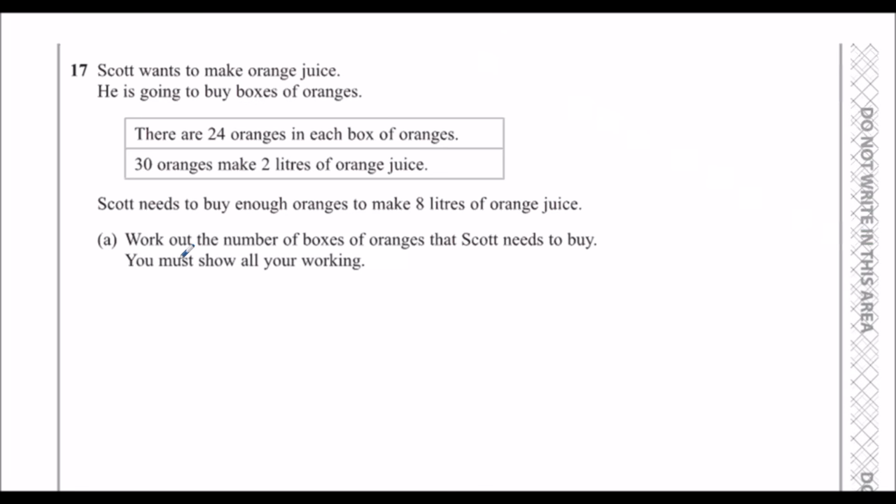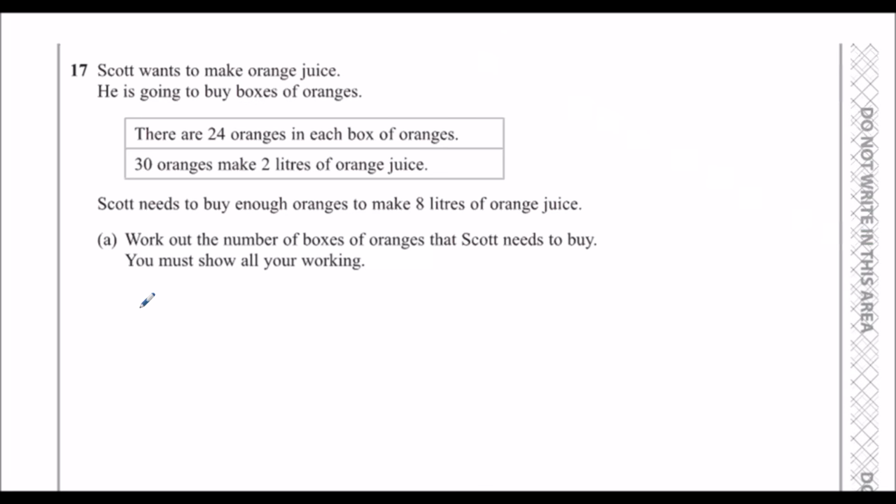Question 17. Scott wants to make orange juice. He is going to buy boxes of oranges. There are 24 oranges in each box of oranges, and 30 oranges make 2 liters of orange juice. Scott needs to buy enough oranges to make 8 liters of orange juice. Work out the number of boxes that Scott needs to buy.